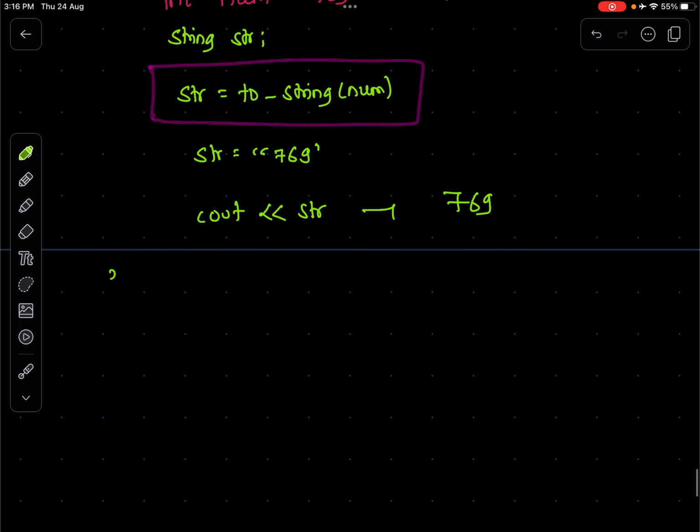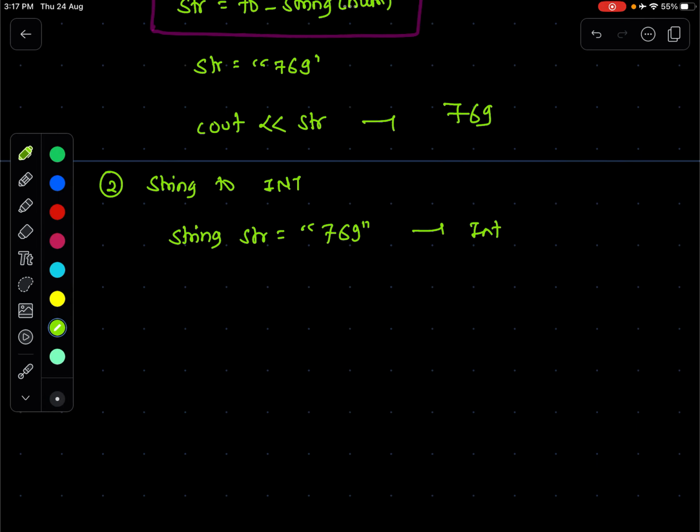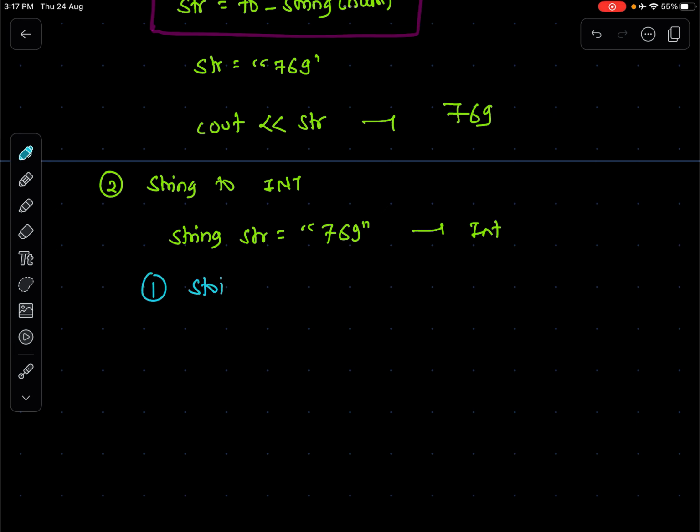Now let's check how to convert string to integer. Now suppose I have the string str equals "769". Now I need to convert it into the integer part. How can I do it? So to convert a string into an integer, we got two ways. The first one is called stoi and the second one is called atoi. Now the question is, simply we are converting a string to integer, then why would we need two different inbuilt functions? There is a lot more difference in between them.